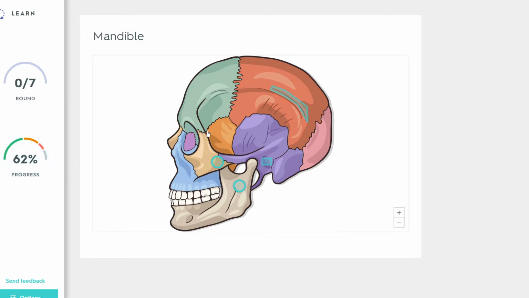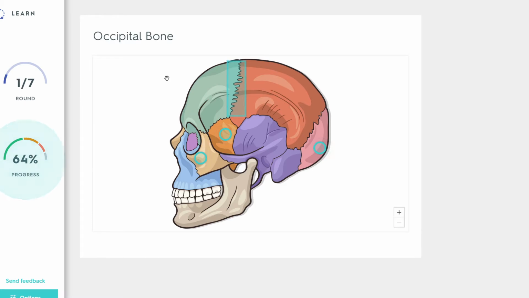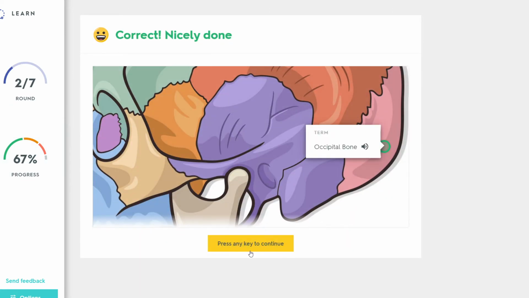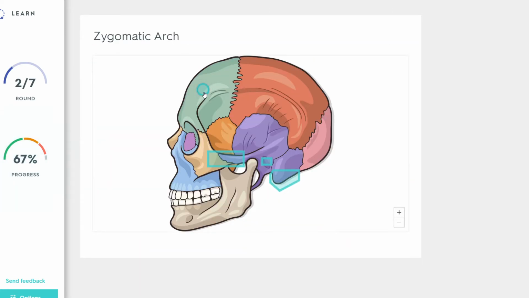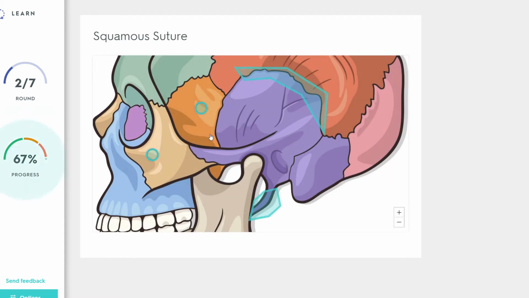Okay, mandible. The mandible has to be over here. It's your jaw that eats the food. Occipital bone. It's the back of the head. Yep. Frontal bone. Oh, wait. Oh, they wanted the zygomatic arch. Okay, I gotta keep reading.